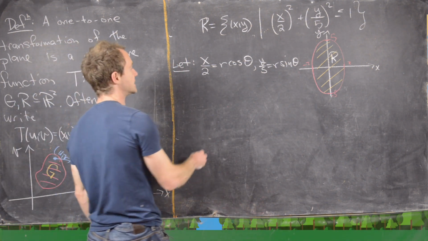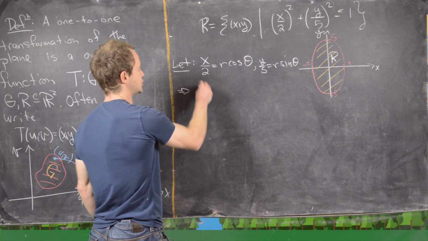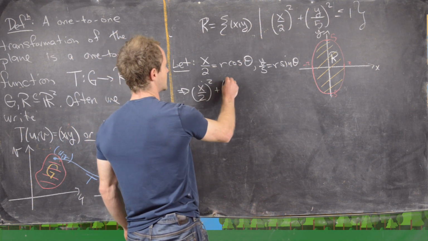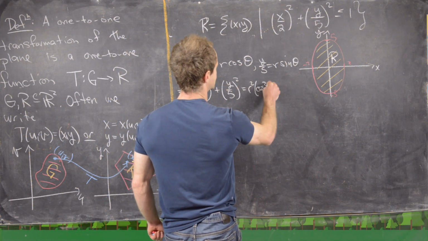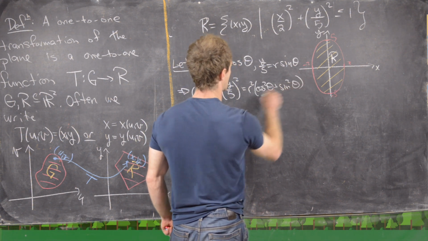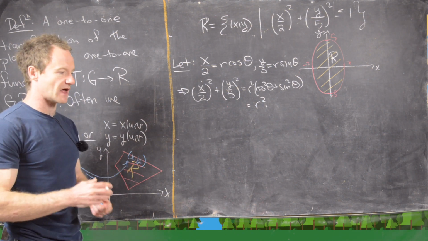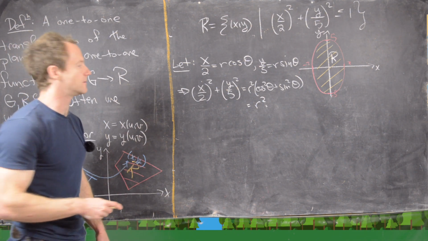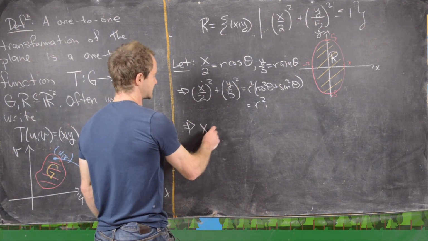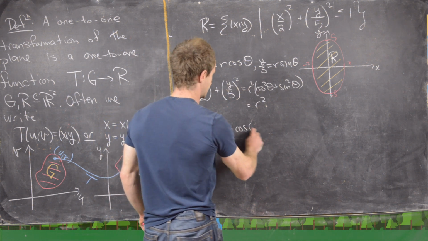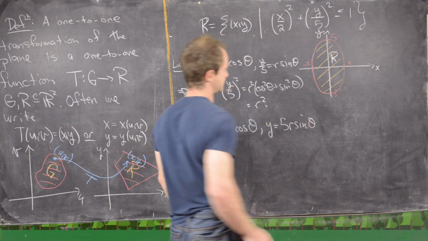Great. And notice what that tells us is that x over 2 squared plus y over 5 squared equals r squared times cos squared theta plus sine squared theta, which is equal to r squared. So it's just like polar coordinates. It's some sort of like deformed polar coordinates, if you will. Okay, great. So now notice we can write that as x equals 2r cosine theta and y equals 5r sine theta.